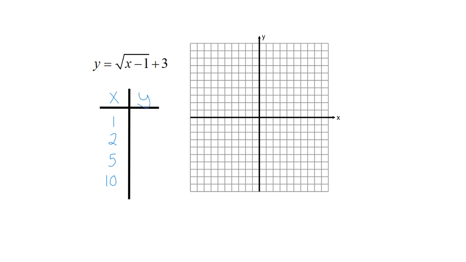All right, so if we put a 1 in for x right here, what's 1 minus 1? Well, 0. The square root of 0 is 0 plus 3. So that is 3. Why don't you go ahead and plug in the rest of the values, 2, 5, and 10 in for x and find the corresponding outputs, and then check back to see if you got those values correct.